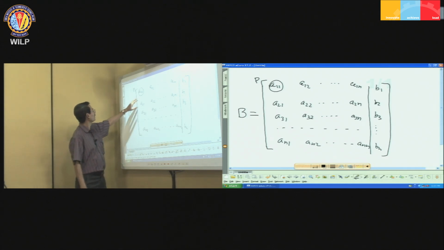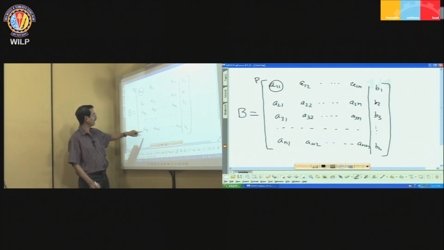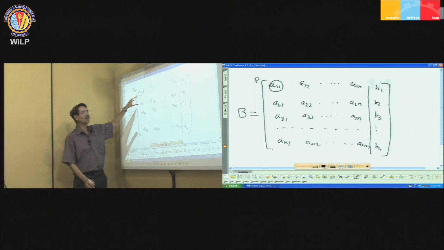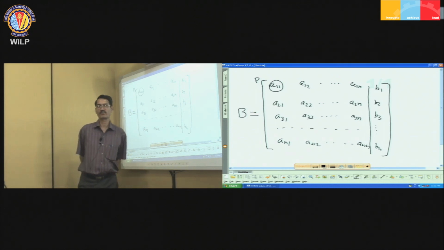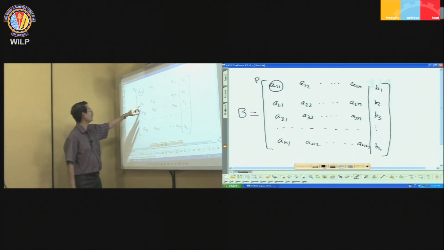So now, the moment this one is the pivot element, we want this element A21 to be 0, A31 to be 0, and so on. Every element below the pivot element should be 0. Okay, how to bring this one to be 0?